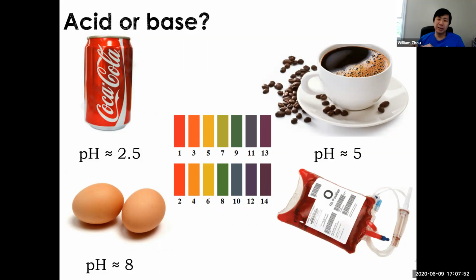I can't think of something else that's basic that we eat. Baking soda doesn't count. That's an ingredient. We don't just scoop it and eat it. So basic things we usually don't eat. But eggs, there are exceptions. All right, last one, blood. What is the pH of blood? Acidic or basic or neutral? Anyone?